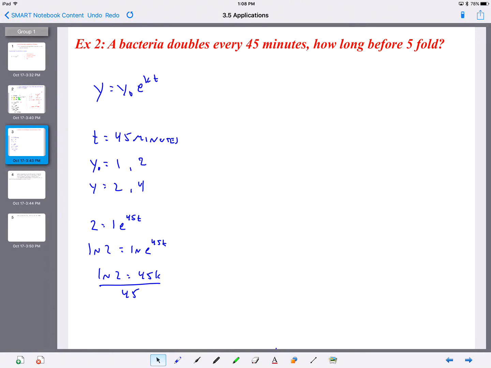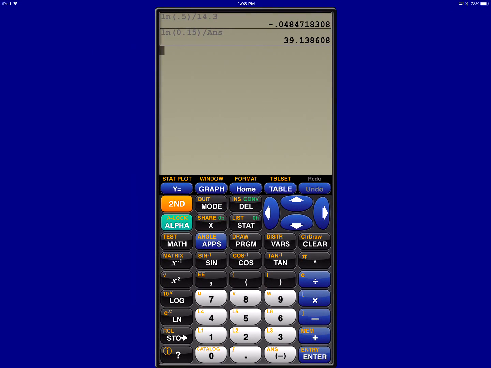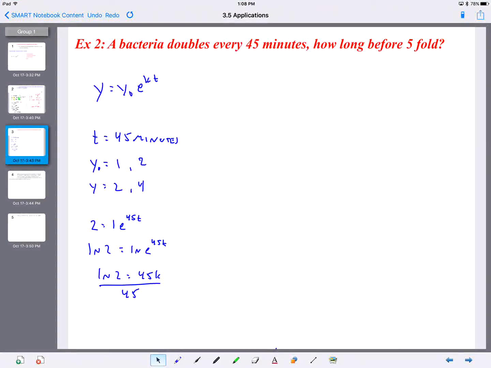So let's do that. Natural log of 2 divided by 45 is 0.0154 approximately. So let's write that down. And we're going to keep it in the calculator, so that's approximately what it is.